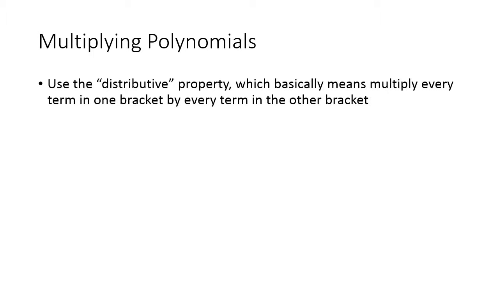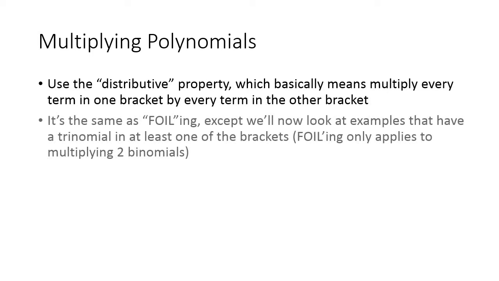So multiplying polynomials, we've done this a bit in previous lessons already, multiplying two binomials, but now we're going to introduce trinomials. We use the distributive property, which basically just means multiply every term in one bracket by every term in the other bracket. It's the same as foiling, except we'll now look at examples that have a trinomial. As I mentioned, foiling only applies to multiplying two binomials.